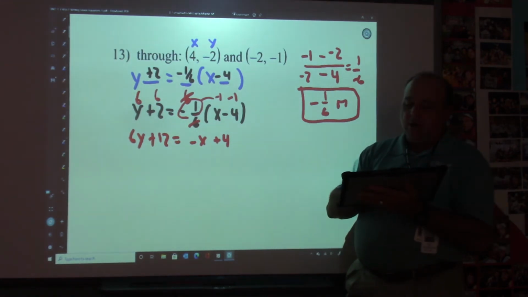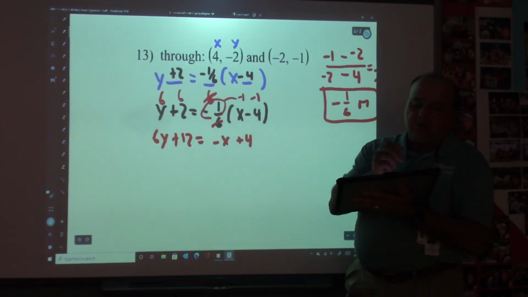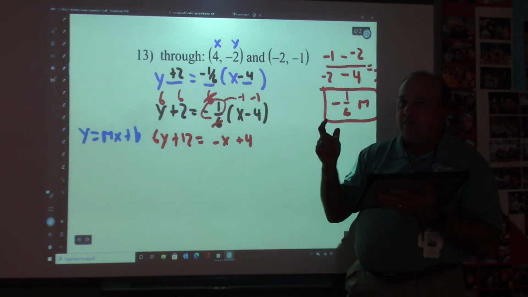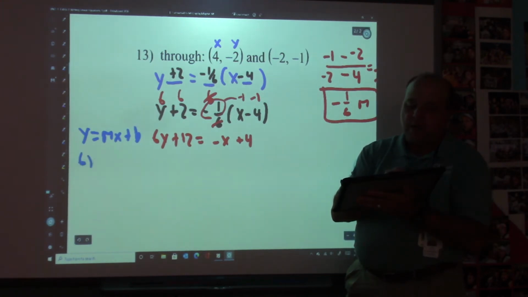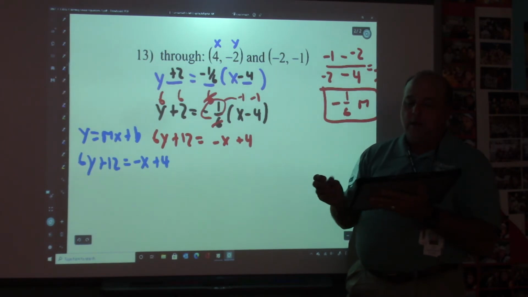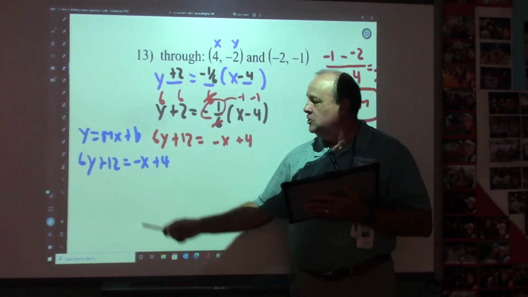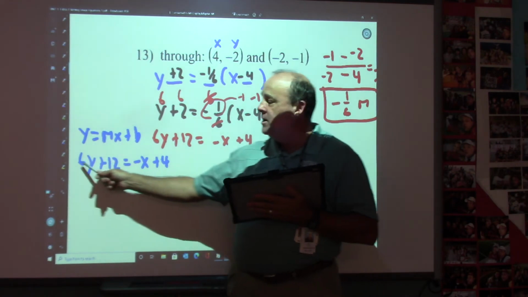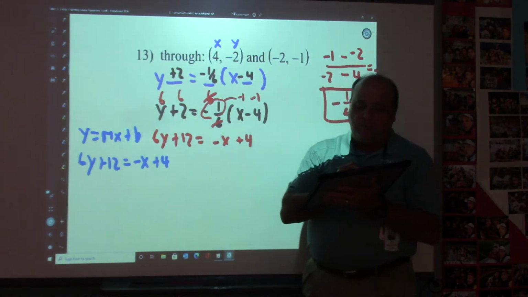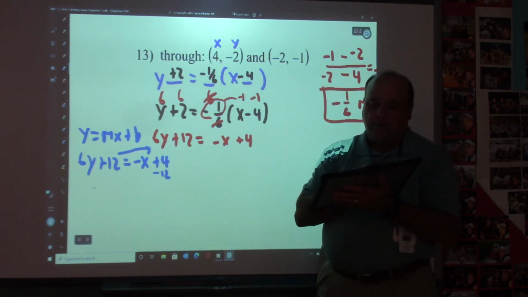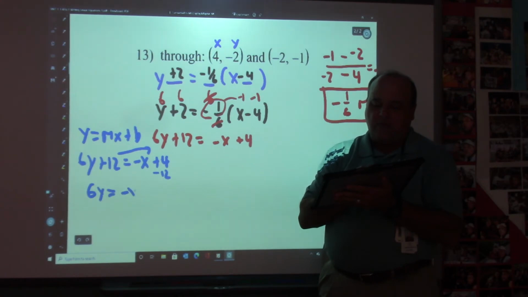Okay, now then we're right here. Now then I'm going to put y-intercept over here. So y equals mx plus b. This is a lot of steps. So 6y plus 12 equals negative x plus 4. And I'm going to turn this into this. So I need to move this 12 over and then divide by 6, don't I? So if I move the 12 over, I'm going to get 6y equals negative x minus 8.